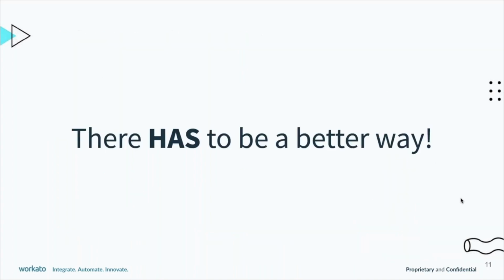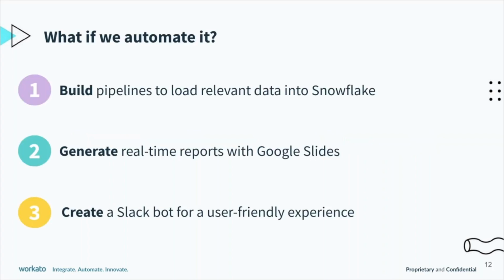Time adds up and this process can be tedious and error prone, which isn't really what you want. It shouldn't be such a pain point to have fresh and up-to-date data. It's 2020 and there's definitely better ways to do this. So what if we automate? Our solution was to completely automate the data collection and reporting process. We built pipelines to gather the data from all of the platforms, generate real-time reports with Google Slides, and added a Slack front-end layer to make it user-friendly.